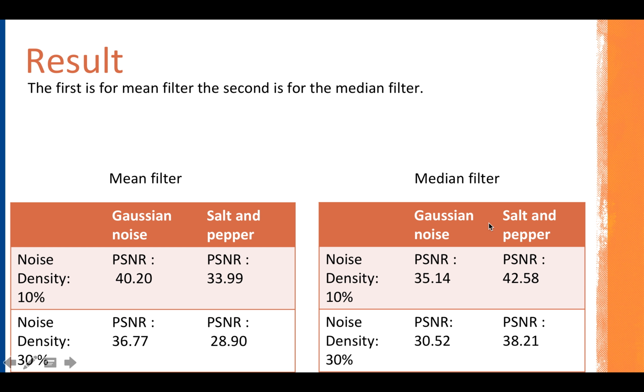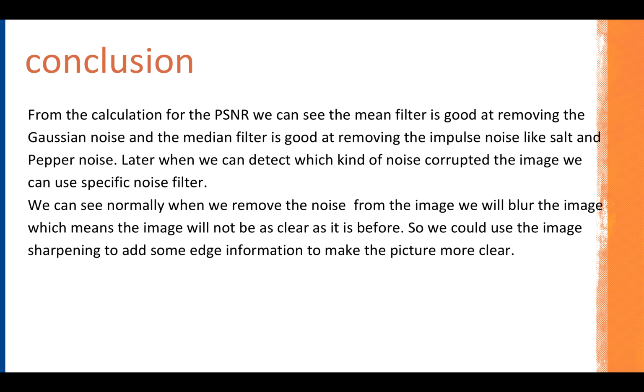As we talked about before, if the PSNR is higher, this kind of filter is better at getting rid of this specific noise. And here we can see the mean filter is good at getting rid of Gaussian noise, and the median filter is good at getting rid of salt and pepper noise. From the PSNR calculation, the mean filter is good at removing Gaussian noise, and the median filter is good at removing impulsive noise like salt and pepper noise.